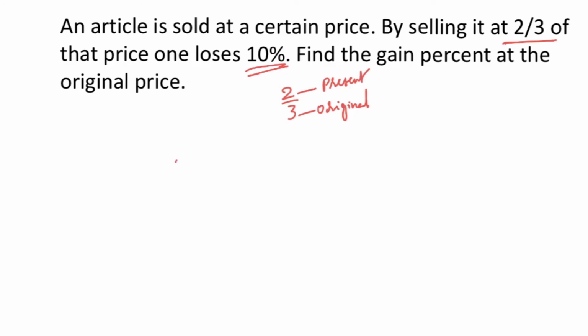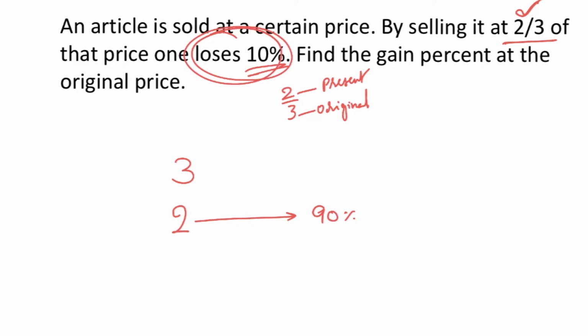See, the original price was 3 parts. Now it is sold at 2/3, 2 parts of the price. Because of selling at 2 parts, there is a loss of 10%, which means it is sold at 90%. It is sold at 2 parts. There is a loss of 10%, means 90%.